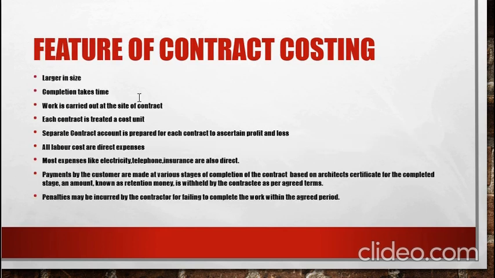Features of contract costing. It is larger in size. When we were discussing job costing, it was smaller in size. It is also accomplished based on the requirement of the customer, but it is larger in size. It takes many years to complete. So the second feature is that completion takes time. Any contract which you undertake will not finish within a short period of time. It takes many years. For example, the construction of a metro is a contract between two parties which took a long period of time to accomplish.